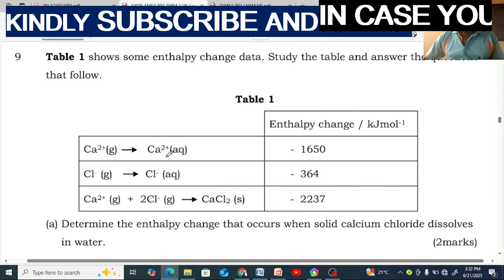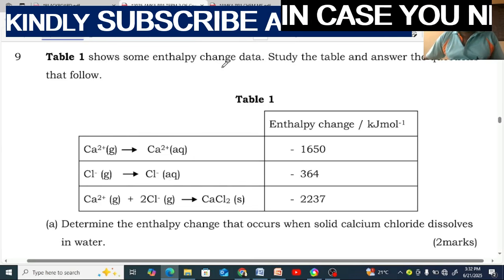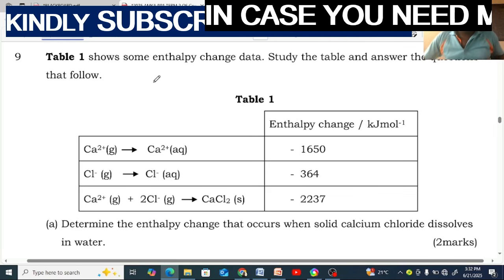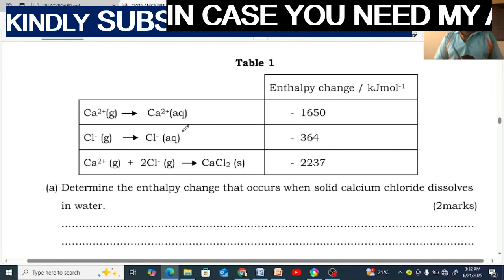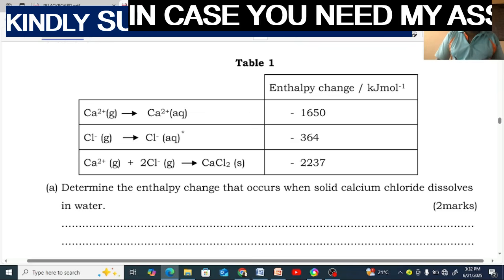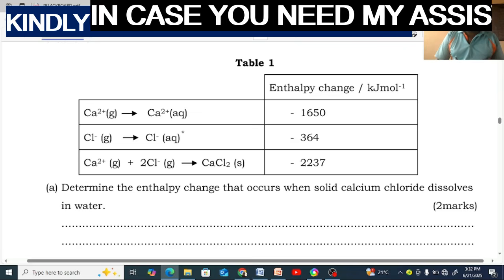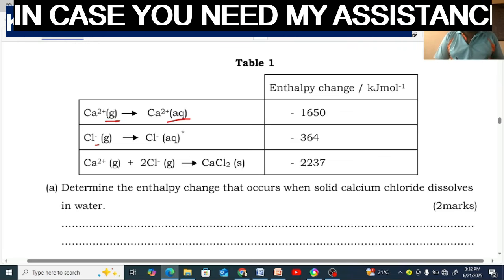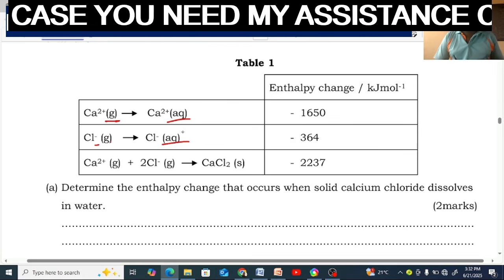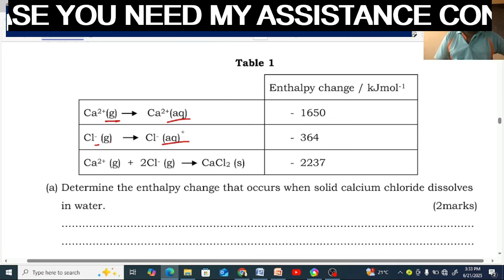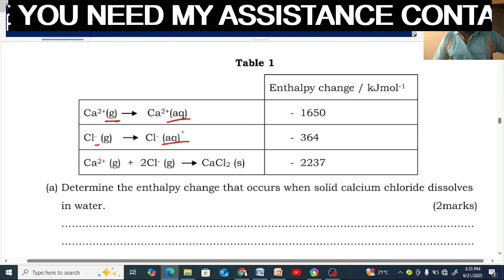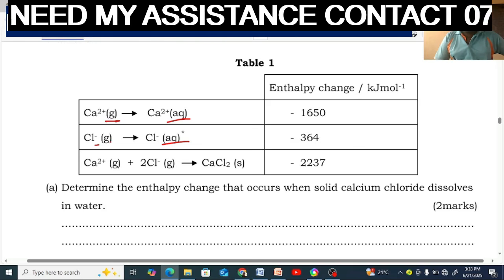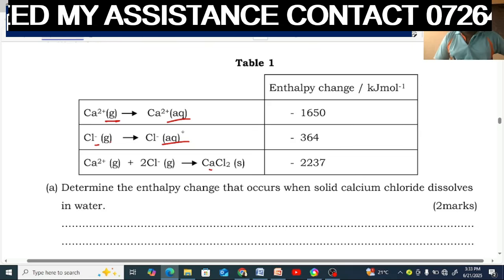The table below shows enthalpy change data. You study the table and answer the questions that follow. So you can look at this one. We have calcium ions going to calcium in aqueous, calcium chloride ions in gaseous form, chloride ions in gaseous form, and this is the enthalpy change in kilojoules per mole. Calcium ions plus 2 chloride ions in gaseous form when they form.